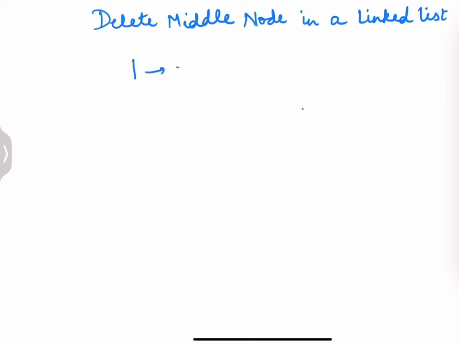So let's say for reference, this is a linked list, and we want to delete the middle node. The middle node here would be 3. Since there are 5 elements in this, you can say that n equals 5 and the middle node would be n by 2. So the middle node is always n by 2, irrespective of the number of nodes, whether it is even or odd.